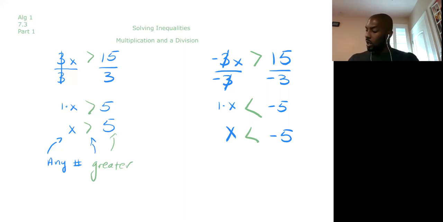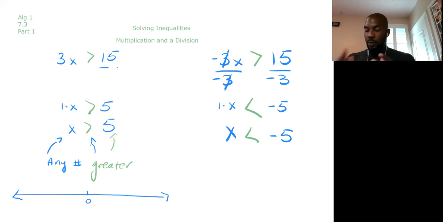The way we can view this is on a number line. For the first one, here's what happened. We have 0. The answer for this problem of what times 3 gives you something greater than 15 is any number for x that is bigger than 5. So watch this. Here are some of the numbers bigger than 5: 5, 6, 7, 8, 9. Let me just pick any of those numbers, okay? I'm going to pick 6.